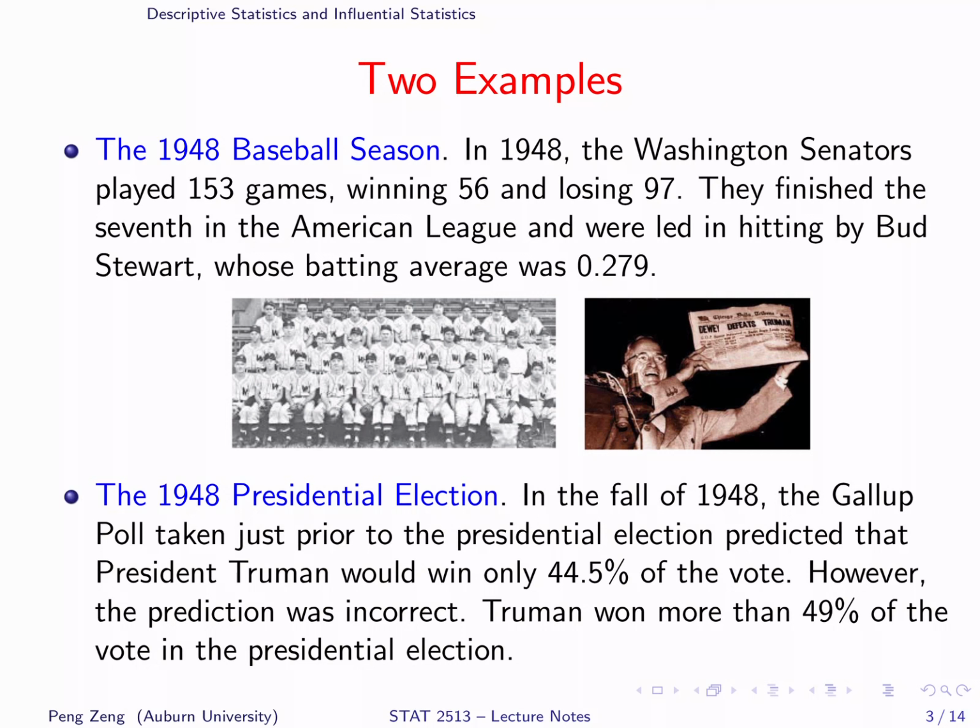The second example is about the 1948 presidential election. In the fall of 1948, the Gallup poll taken just prior to the presidential election predicted that President Truman would win only 44.5%. But the prediction was wrong. Truman won more than 49% of the vote. The focus of this study is not summarizing but predicting.